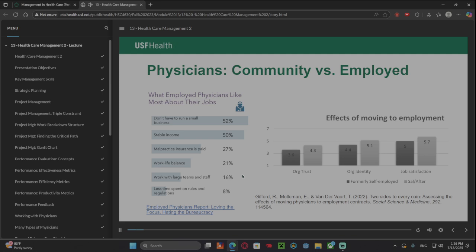In the past, most physicians worked for themselves. In the community, there were a few practicing physicians in each group. Today, many more are employed by healthcare organizations. They like the fact that they don't have to run their own small business, and it creates a stable income when you work for these larger organizations, such as hospitals and large physician practices. In addition, physicians tend to be more trusting of the organization, identify with it, and have better job satisfaction. This is a change from the past, where doctors were solo practitioners in these small towns. Today, these are sophisticated businesses.